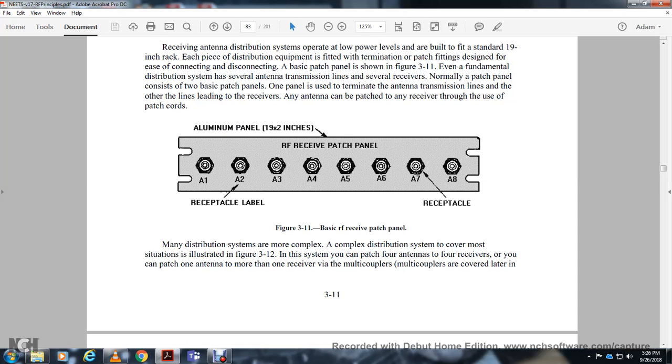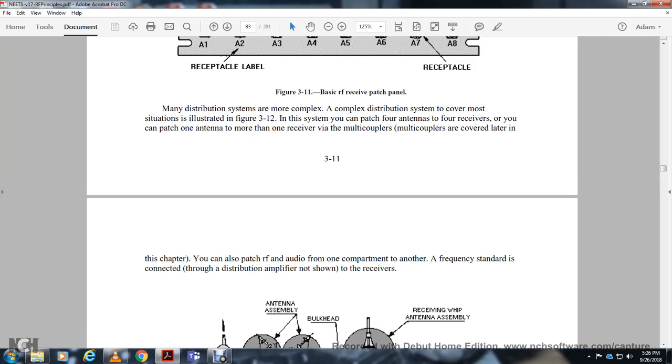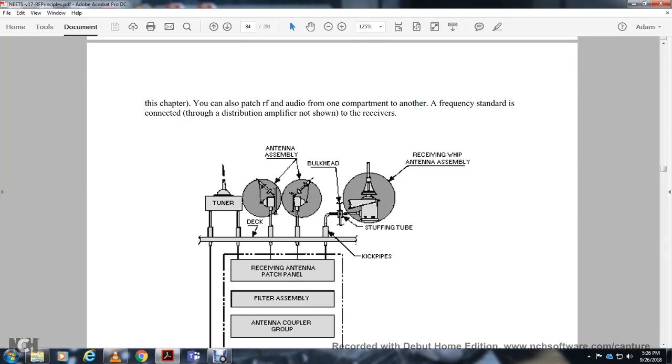The main distribution system is more complex. A complex distribution system covers most situations, as in figure 312, with a system of 4 antennas and 4 receivers. You can attach one antenna to more than one receiver through multicouplers, covered later. In the chapter you can also patch the received radio frequency from one card into the other, with frequency standards connected through the distribution amplifier, not shown in these receivers.